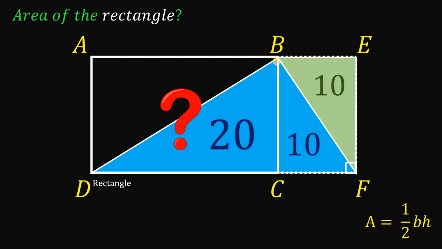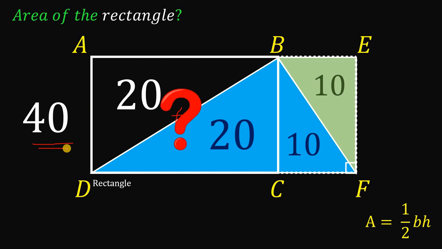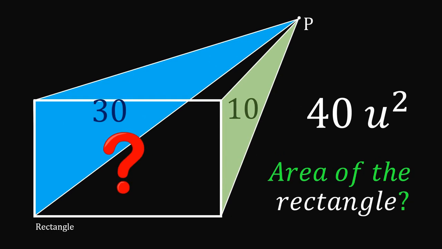Therefore, half of this rectangle, or the area of half the rectangle ABCD, must be equal to 20 square units. So the other half measures 20 square units also. So the area of this rectangle ABCD must be equal to 20 plus 20, and this will give us a total area of 40 square units. And that is the answer to our question. Therefore, given this figure, the area of the rectangle must be equal to 40 square units. And as always, we are done.